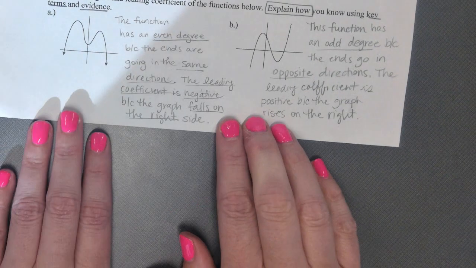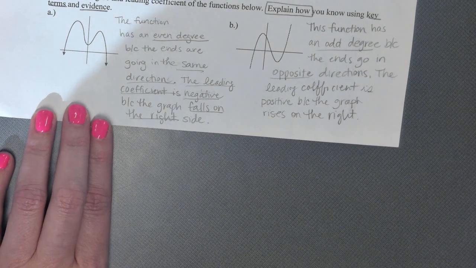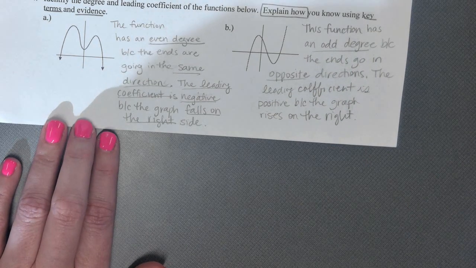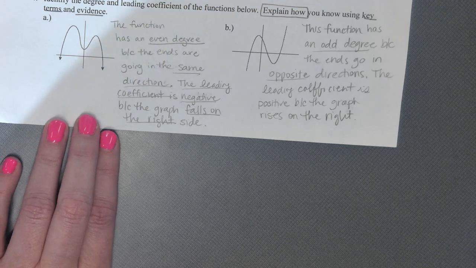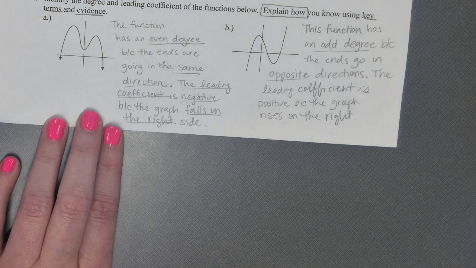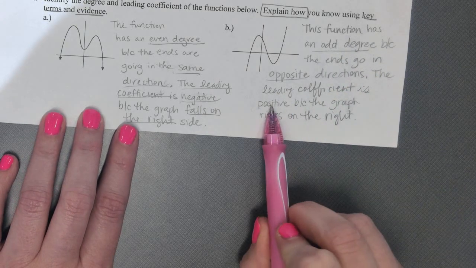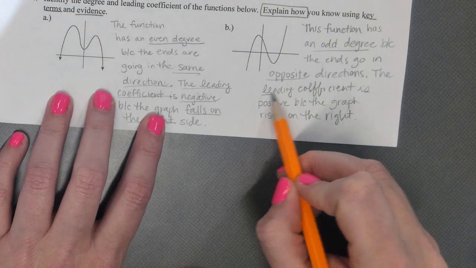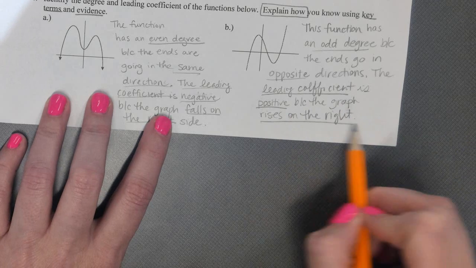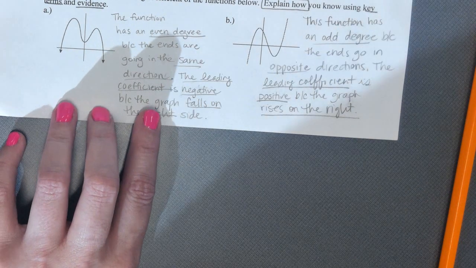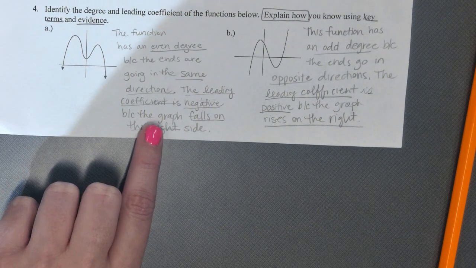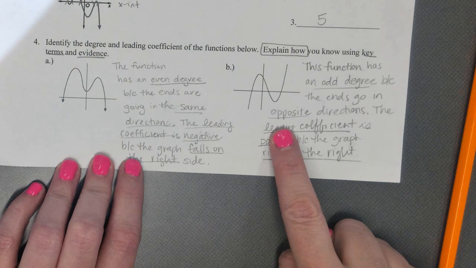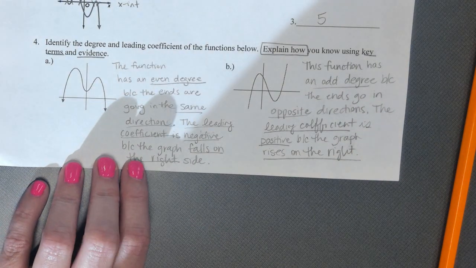Okay? For B, the ends are going in opposite directions, so you just say it has an odd degree because the ends go in opposite directions. And then the leading coefficient is positive because it rises on the right. So again, leading coefficient, positive, rises on the right there. And like for this, if you didn't put it in complete sentences here, I'm not worried about that. It's just I want you to be able to explain how you know if it's odd, right? What from the graph tells you it's odd, the opposite directions.